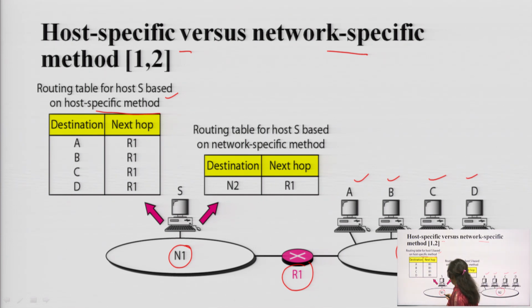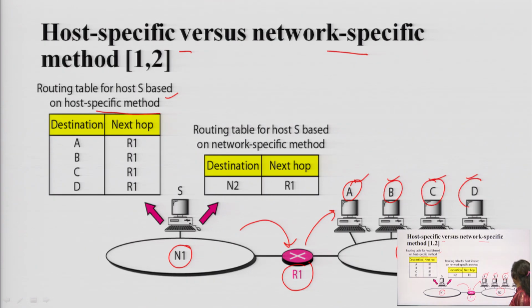So, the next hop will be R1 for all the cases. If I want to reach A, B, C or D, then the next hop will be R1. So, this is fixed. After R1 I can reach any one of the points, that is A, B, C or D. And this is the routing table for host S based on the network specific method.